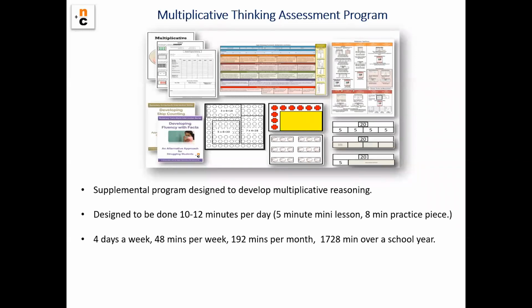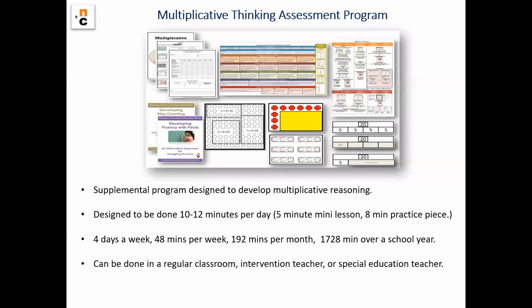And these are highly focused, high quality minutes of instruction that your students will need, because your math series, no matter what math series you use, is just not going to have enough development in it for some students to have a fluent understanding of what multiplication and division is.